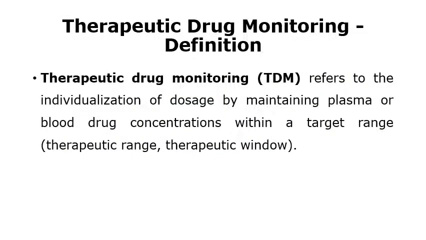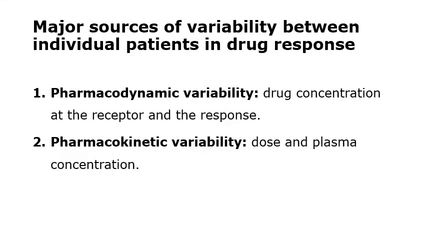Therapeutic drug monitoring refers to individualization of dosage mainly by maintaining a plasma concentration within the target level. This target level is basically the therapeutic window. Variability between patients in drug response comes from two major sources. These are pharmacodynamic variability, which is related to drug concentration and the response, and pharmacokinetic variability, which is related to dose and the plasma concentration.